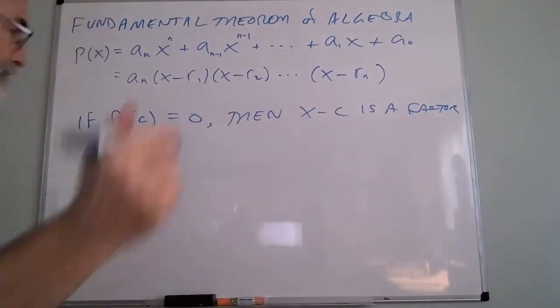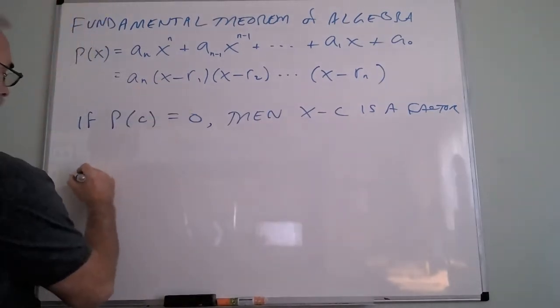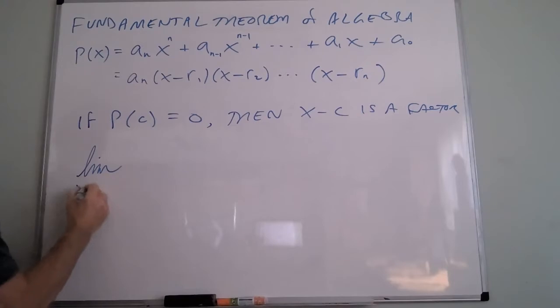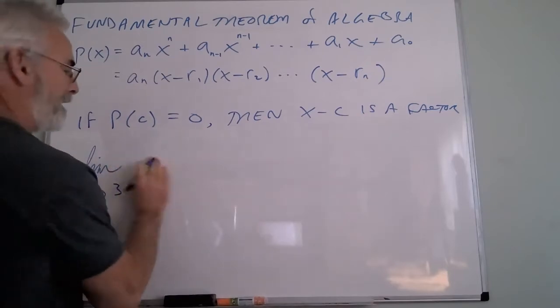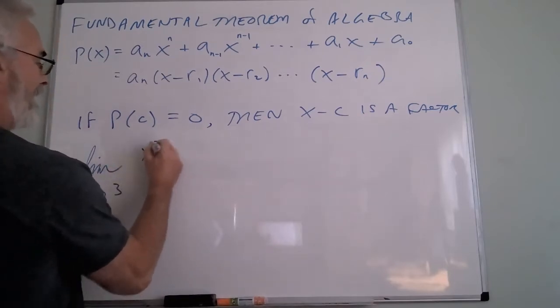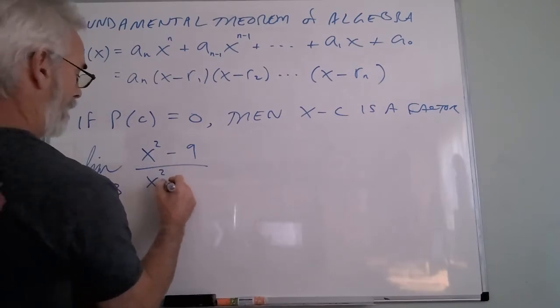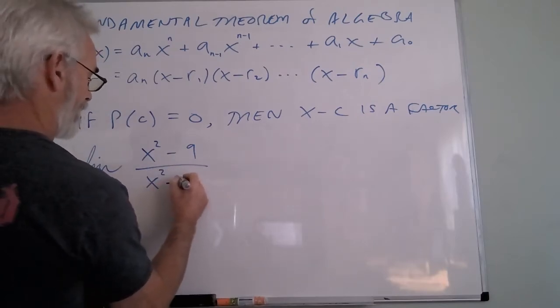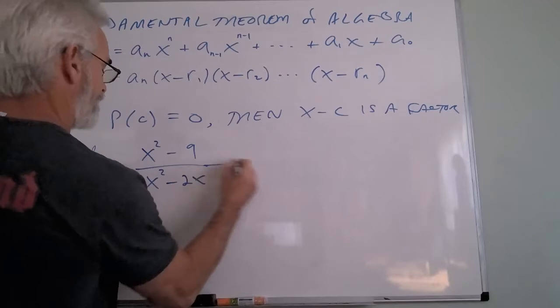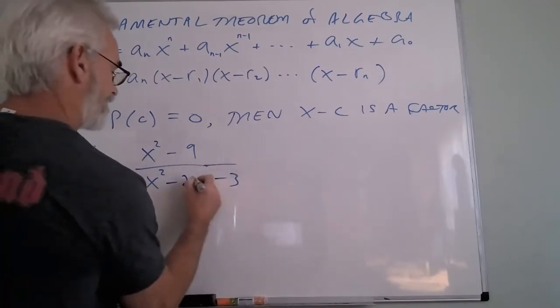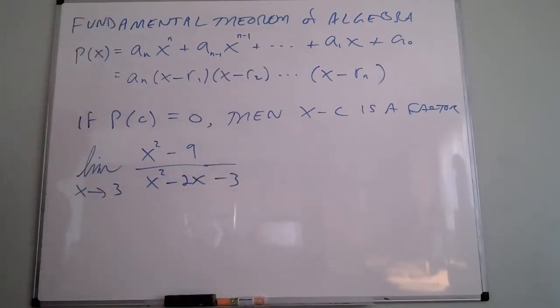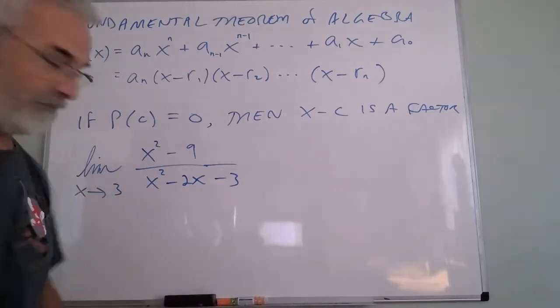That's why if you have a problem like this, let's say the question was, I want the limit as x goes to 3, we'll keep it really simple, of x squared minus 9 over x squared minus 2x minus 3. Let's say I have something like this. This is a simple calc 1. This is quite literally day 1 calc 1.